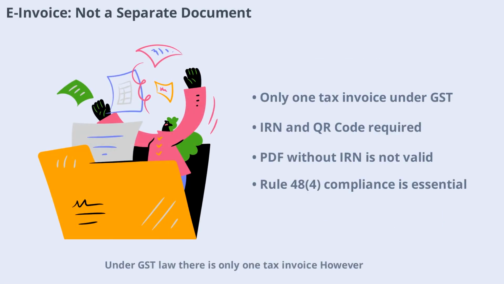Under GST law, there is only one tax invoice. However, for businesses covered under Rule 48(4) of the CGST Rules 2017, that invoice must be reported on the Invoice Registration Portal (IRP) and must contain an IRN (Invoice Reference Number) and a QR code. Only then does it qualify as a valid invoice for GST purposes.